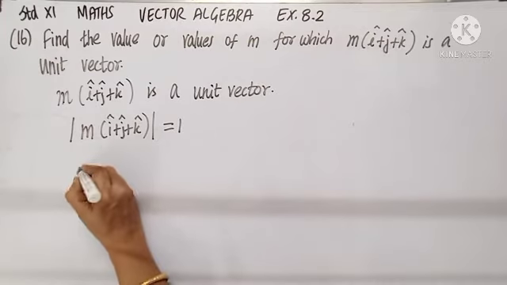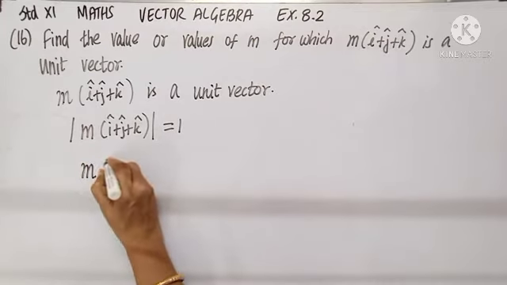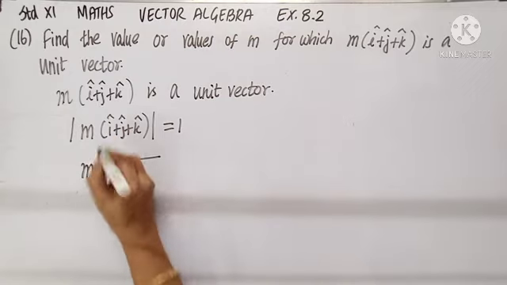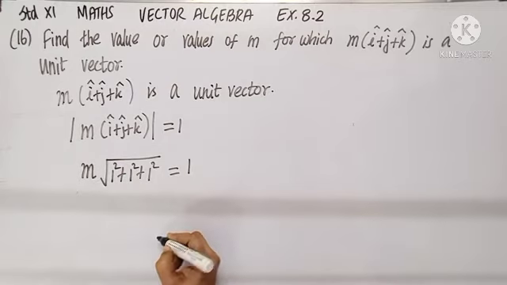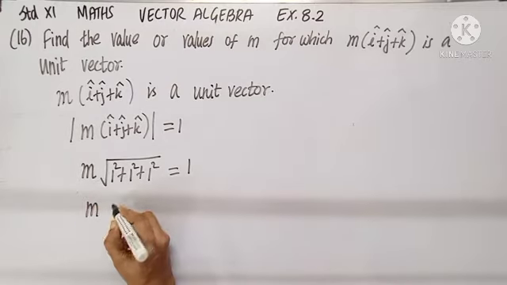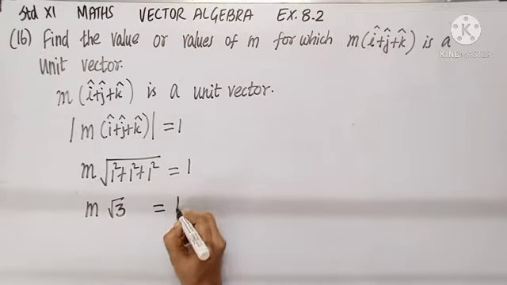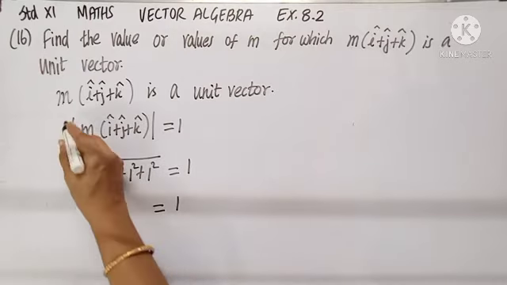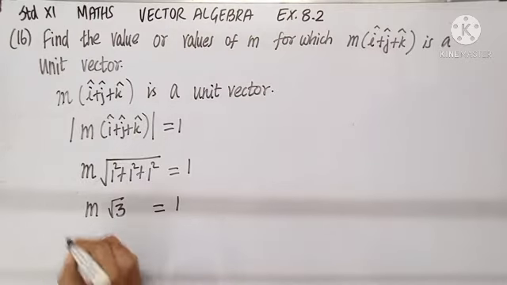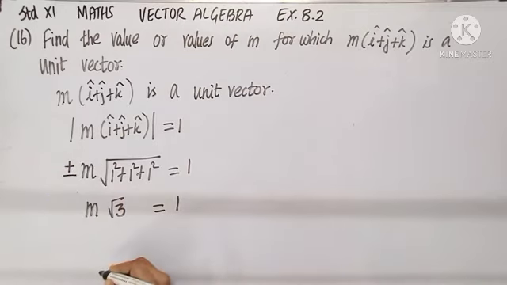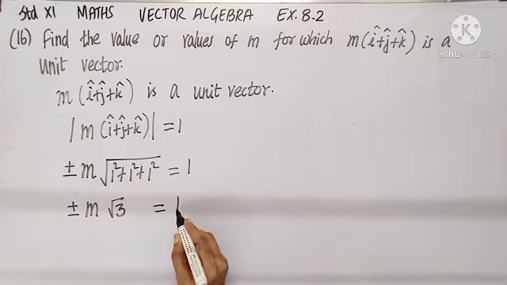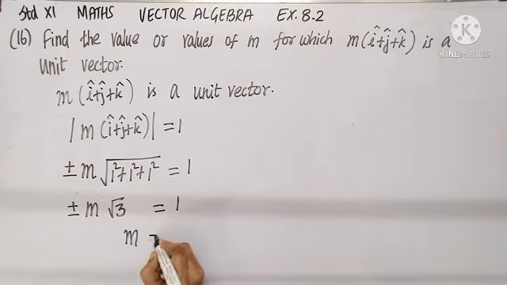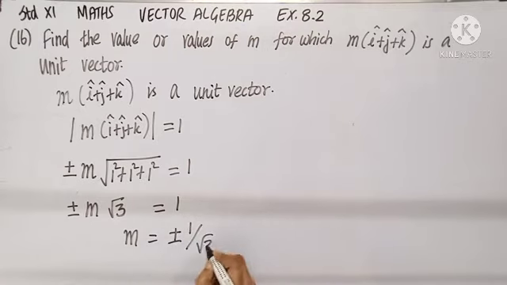The modulus of m is unaltered, as it is, and then the root of the sum of the squares: 1 square plus 1 square plus 1 square. So I get m into 1 plus 1 plus 1, that is root 3, equal to 1. Whenever I say modulus of m, we remember it should be plus or minus. So plus or minus m into root 3 is 1, or m equals plus or minus 1 by root 3.